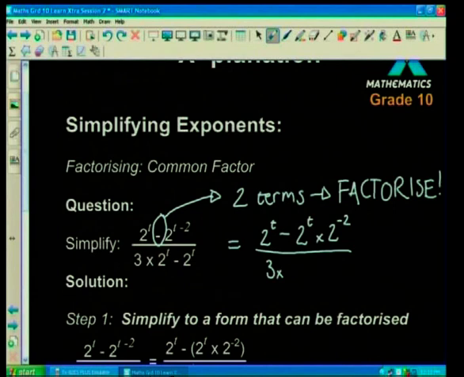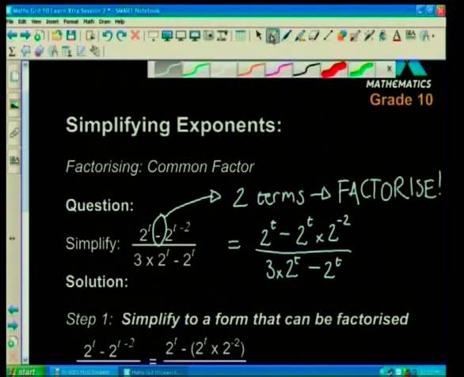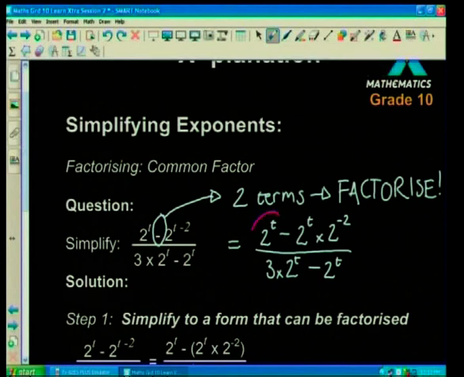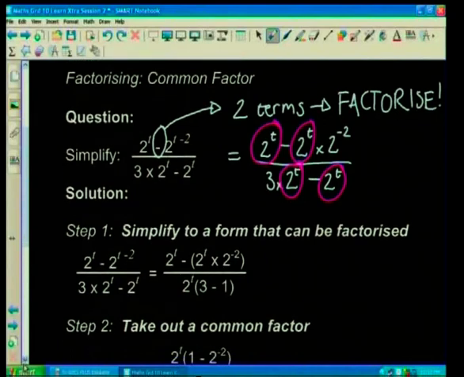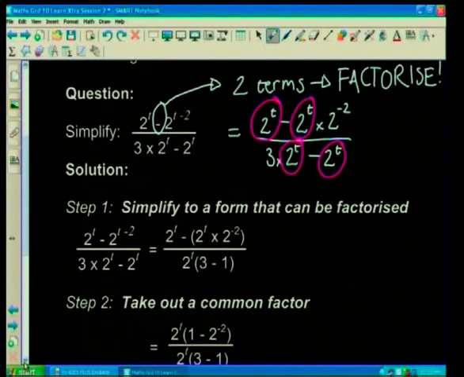And you'll see at the bottom, we've also got two terms. And what's our common factor again? 2 to the power of t. Just to make it more obvious, I'm going to circle it in pink. There is no shame in circling, in coloring in any maths papers. I highly recommend it. It makes it far easier to see how to take out a common factor.